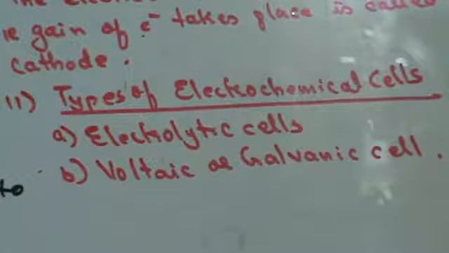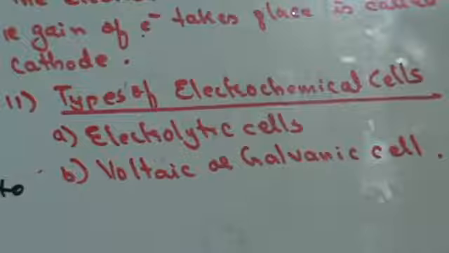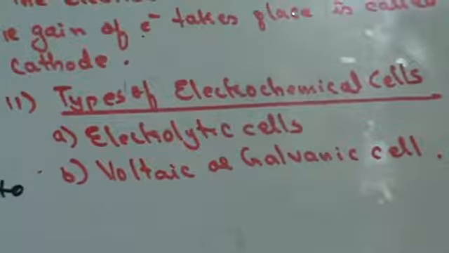An electrolytic cell is the one in which a non-spontaneous redox reaction takes place by passing electric current into the solution, right? If you have to pass electric current through the solution for the reaction to take place, then it is called an electrolytic cell. In a voltaic cell, a spontaneous chemical reaction takes place to produce electricity. So in one you have to give electricity so that the reaction takes place. In the other, the reaction is spontaneous, and because the reaction takes place, electricity is produced. Do you understand this?